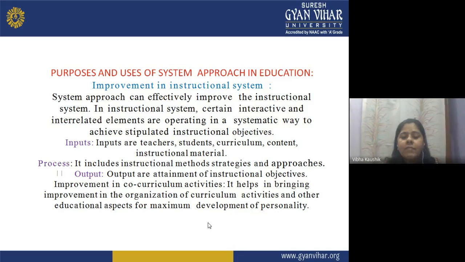Improvement in co-curricular activities means improvement can be done in the co-curricular activities which we are undertaking. It helps in bringing improvement in the organization of curriculum activities, means the system approach will help to organize the curriculum better when the teacher is applying system approach in education. And for other educational aspects, the maximum development of personality of an individual or a learner can be made.